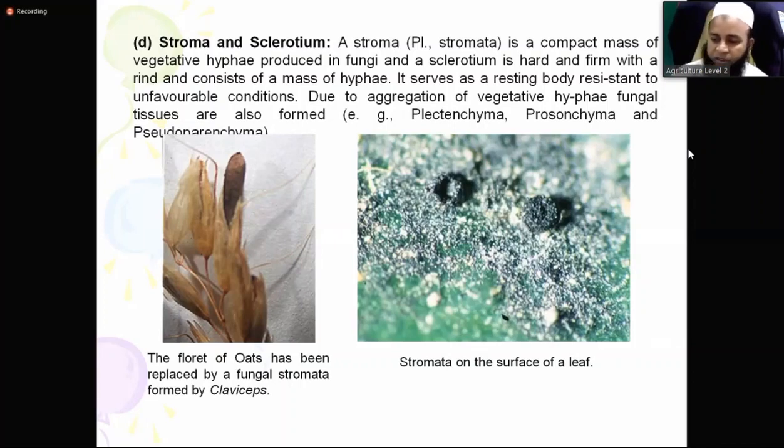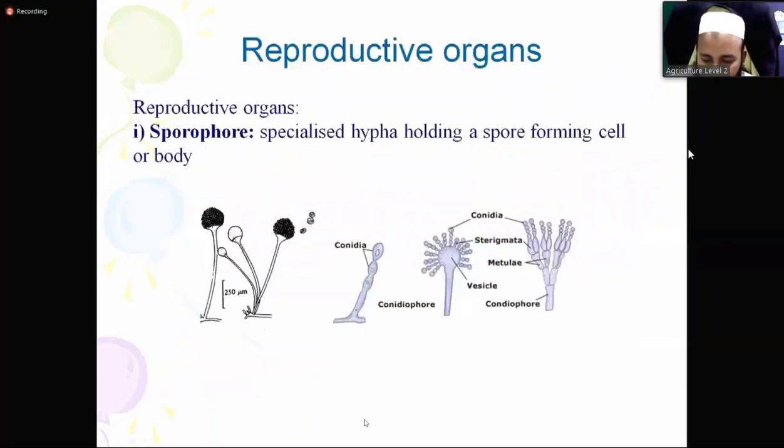Stroma is also an aggregated structure. When many mycelia together produce a structure, it is called stroma. And sclerotium is also the same, but what's the difference? In stroma, the hyphae do not make a very hard structure, just a somewhat loosely aggregated, compact mass, but not as tight as sclerotium. But in the case of sclerotium, they produce a very hard and firm structure. We discussed this last class at length.